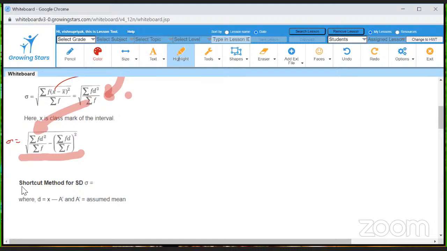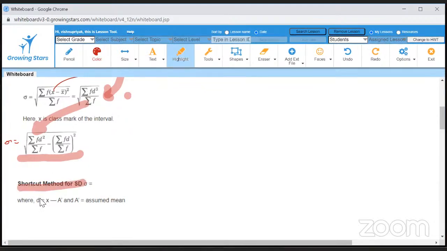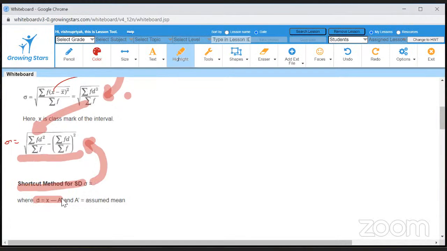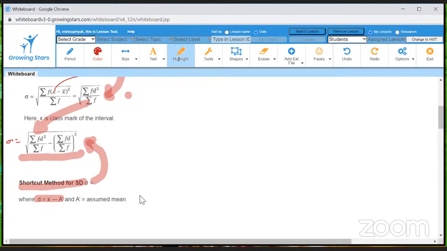There is another shortcut method to find standard deviation. This is the shortcut method to find standard deviation. But here d is x minus A dash and A dash is the assumed mean. Somewhere in the center, you will consider the assumed mean.